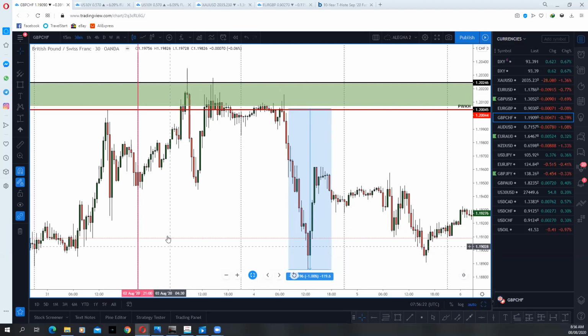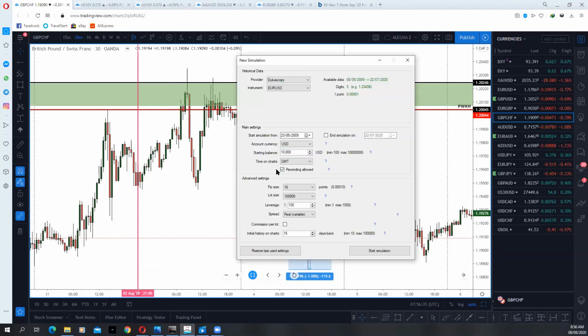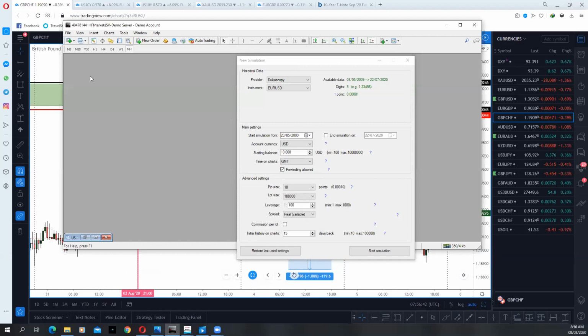So how do you backtest this? Somebody may say, how do you backtest this? It's very simple. There's a backtesting software I use. It's called Soft4FX. It plugs easily into your MT4. Those of you who know how to install a harmonic scanner, it's the same process. And this costs under $100. You can get it from soft4fx.com.